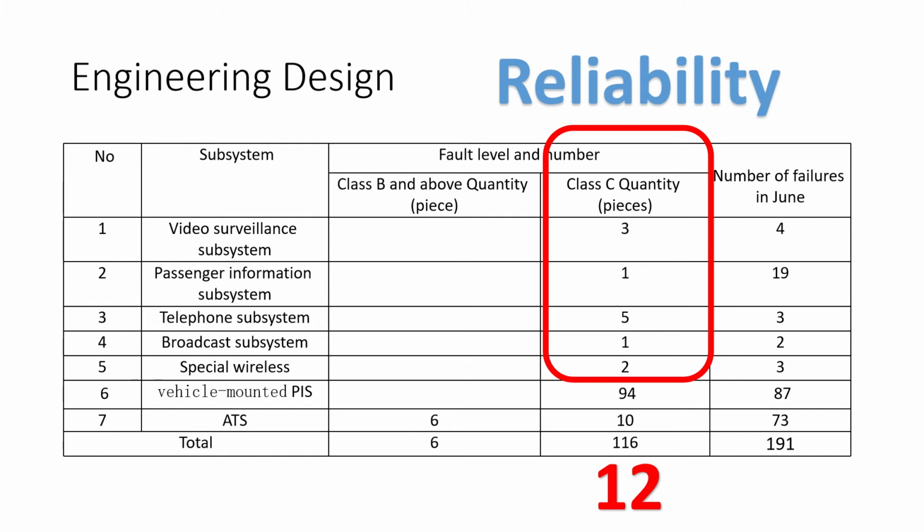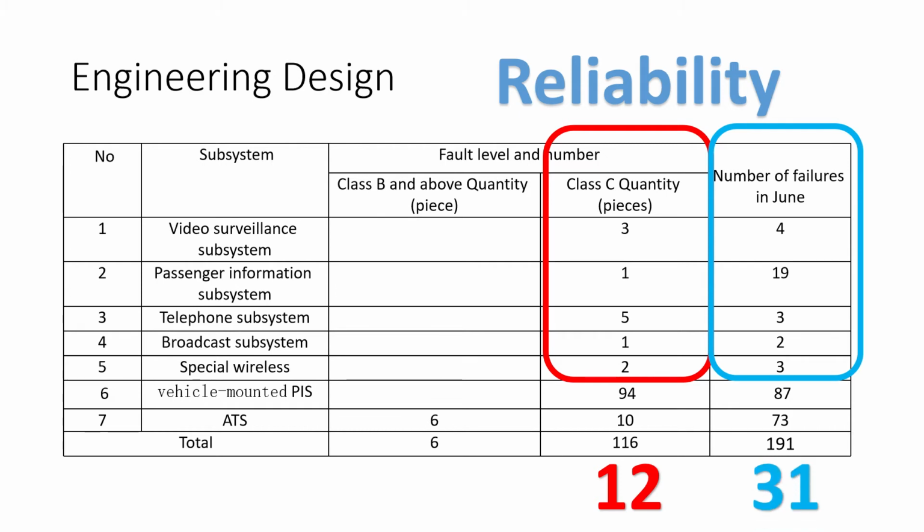So from the data, we can conclude that the reliability of the communication system is very high, because the line needs to run for more than 527 hours in the whole month, and it just had 12 failures, most of them computer crashes, and these problems can be solved in a few minutes. The number of failures in June was 31.